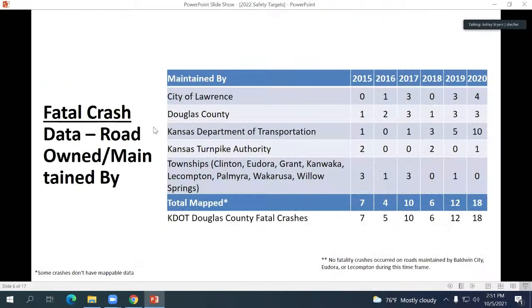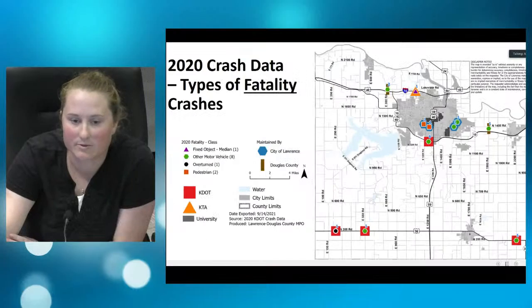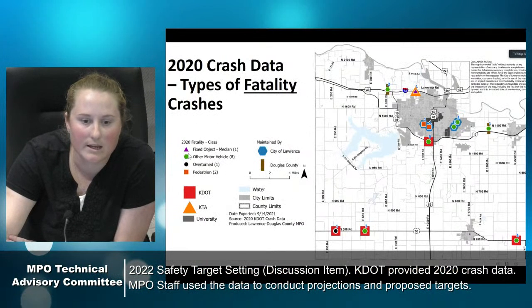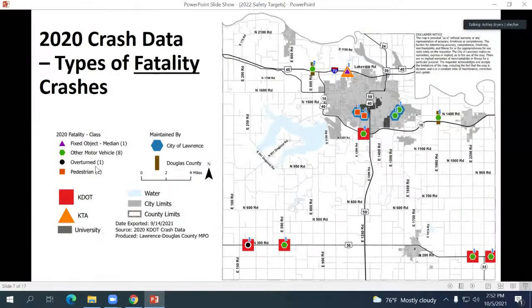This is looking at the road owner and maintainer for each year. There are some years where we don't have one of the crashes mapped. In 2016, that's the case. So you can just see across the years. And then these are the types of crashes. The purple triangle is a fixed object, in this case a median. The green is an other motor vehicle, which is the highest one. We had an overturned and then the 2 pedestrians.